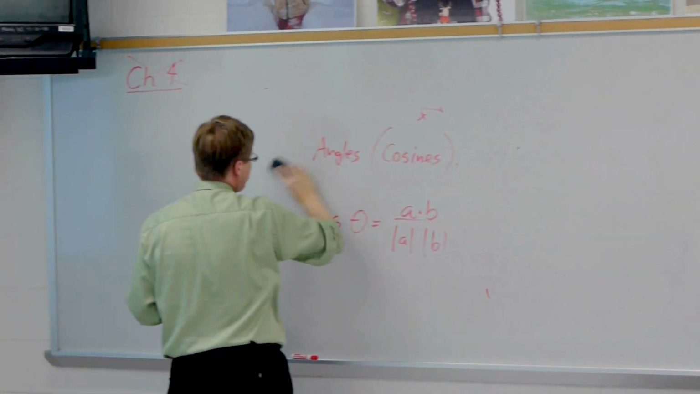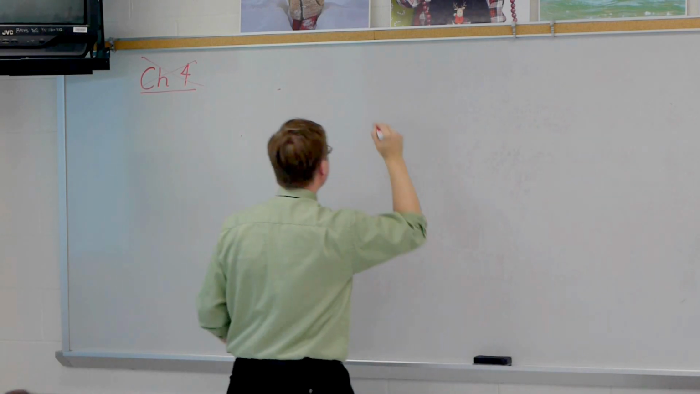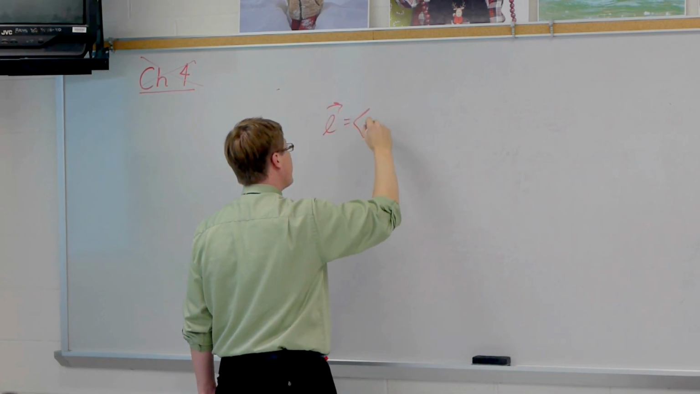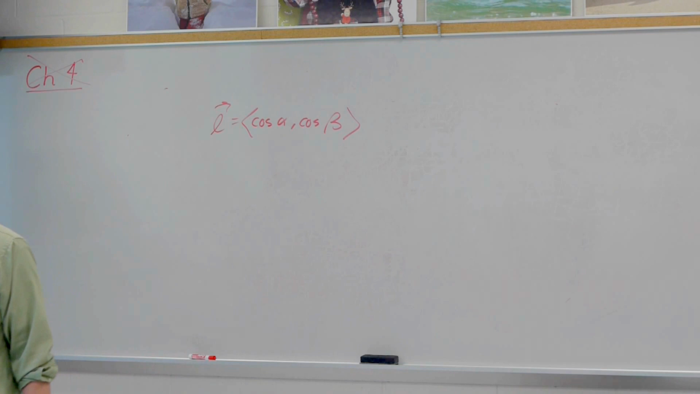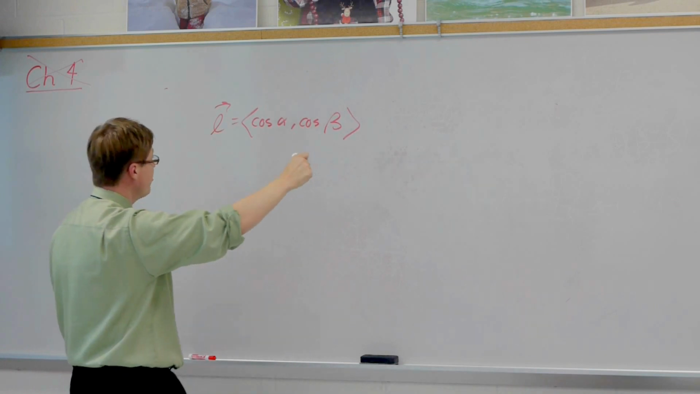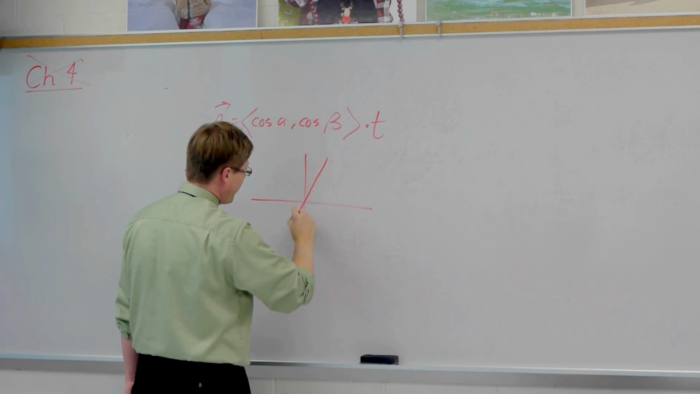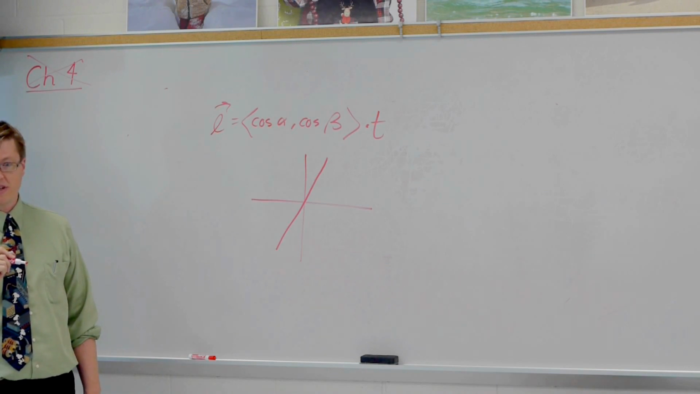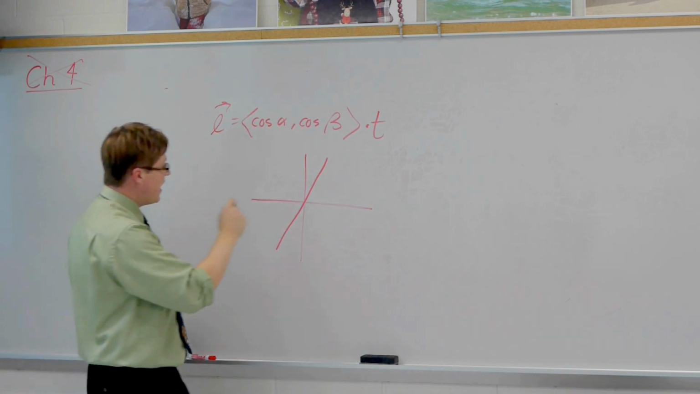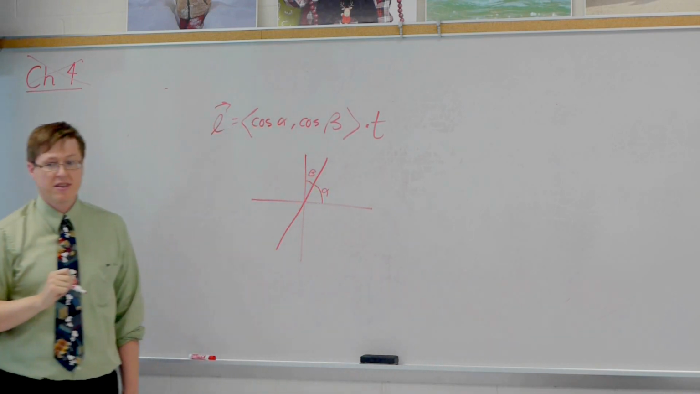And we'll finish up this little piece by talking about the plane again, because this works with planes too. I could write the equation of a line in 2D as cosine alpha, cosine beta, times t. That would be a line that went through the origin. Alpha is the angle that it makes with the x-axis, and beta is the angle that it makes with the y-axis.